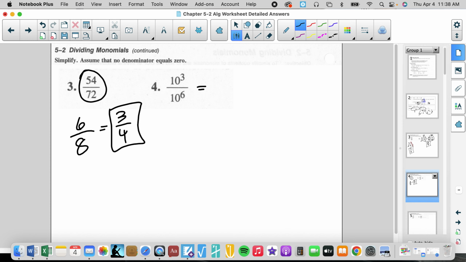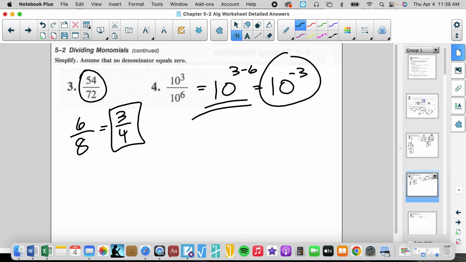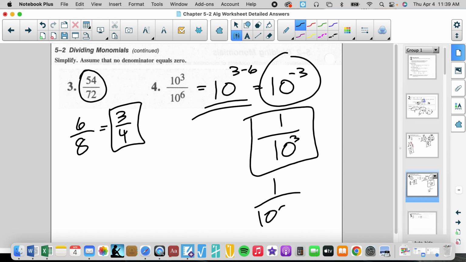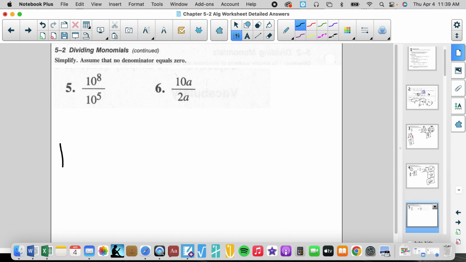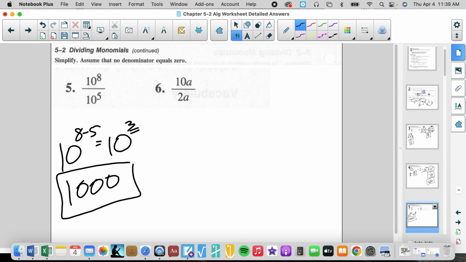Here we have a common base to an exponent. Since we're dividing, we subtract their exponents. This takes place in the numerator, and this gives us 10 to the negative 3. Assume that no denominator equals 0. It doesn't say anything about having negative exponents, so we could write that as our answer, or you could write this as your answer, or if we need to simplify it completely, we would have this as our answer. Depending on what the criteria is, you're going to get a whole bunch of different answers. So 10 to the 8 minus 5, which is 10 to the third, which equals 1,000. That's a 1 with 3 zeros.